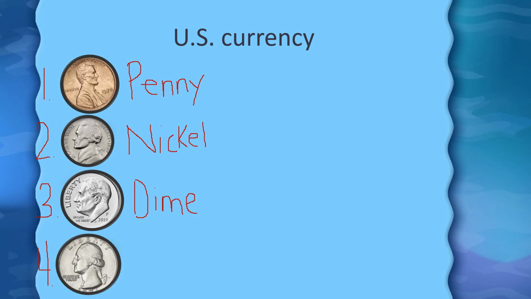If you say quarter, you're correct. It is a quarter. Let's write it down. So we have a quarter. So we have a penny, a nickel, a dime, and a quarter. Okay, let's go over the first coin, penny.